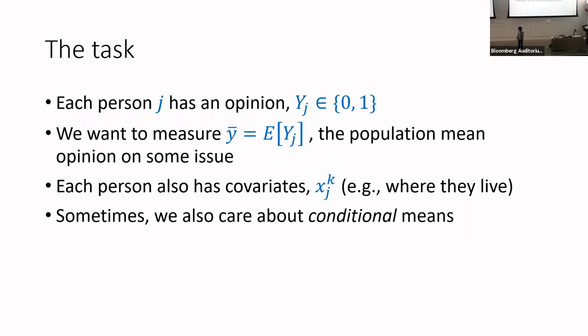And sometimes we also care about conditional means. By conditional mean, what I mean is, what is the expected value of y_j, so what is the mean opinion, given, this bar means given, someone lives on Roosevelt Island. For example, let's say y_j represents whether we should build a footbridge to Manhattan. The conditional mean of whether we should build a footbridge is probably going to be different if you live on Roosevelt Island versus if you don't live on Roosevelt Island.